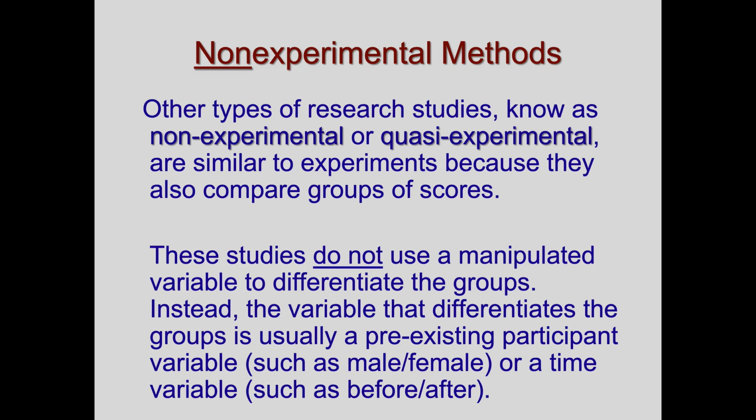Now we have non-experimental methods. Other types of research studies, known as non-experimental or quasi-experimental, that means kind of experimental, are similar to experiments because they also compare groups of scores. But these studies do not use a manipulated variable to differentiate the groups. Instead, the variable that differentiates the groups is usually a pre-existing participant variable, such as male-female, or a time thing such as before or after. Okay, so these studies do not use manipulated variables to differentiate between the groups. Instead, they differentiate between the groups as usually a pre-existing participant variable.